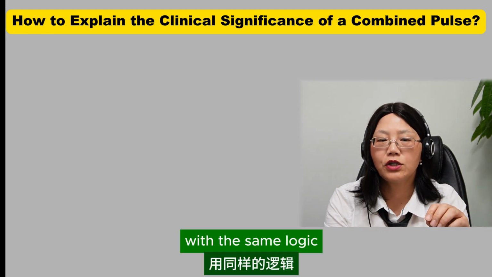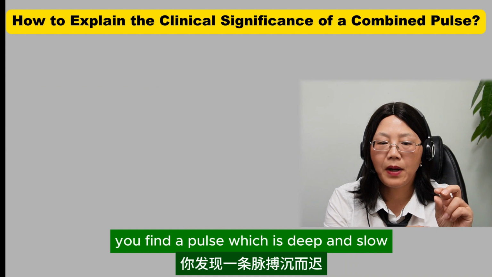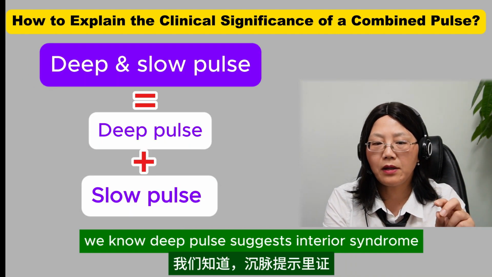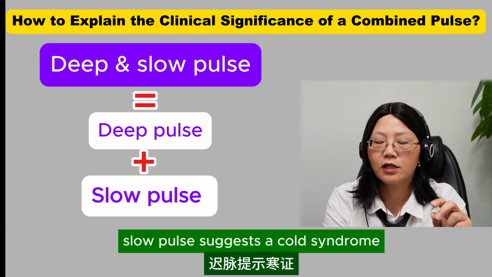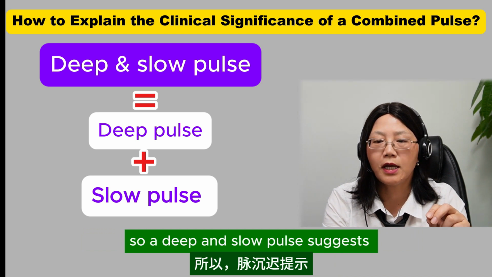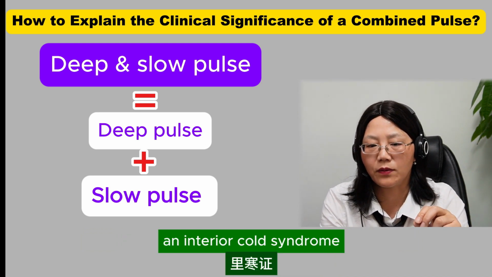With the same logic, you find a pulse which is deep and slow. We know deep pulse suggests interior syndrome. Slow pulse suggests a cold syndrome. So a deep and slow pulse suggests an interior cold syndrome.